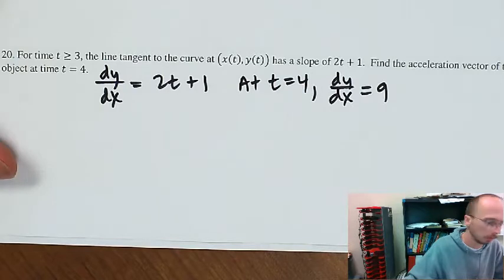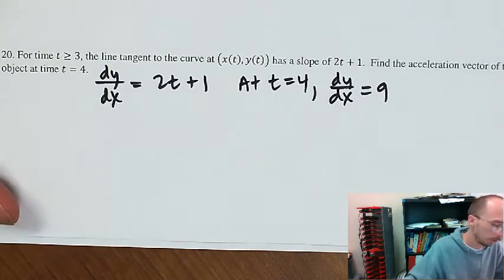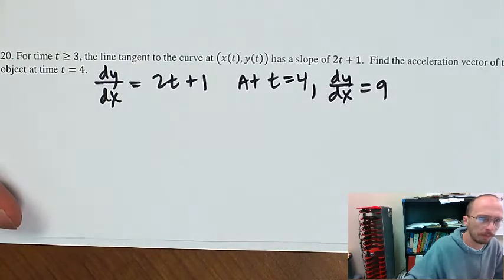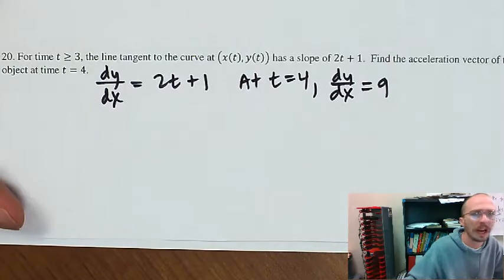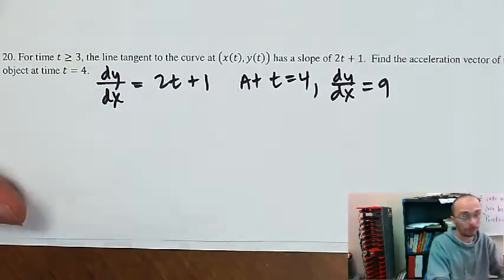I'm not seeing what to do here. What does the 9 have anything to do with this? Okay, yeah, that's a little weird. All right, oh, 2t plus 1. Oh, yeah, okay. Man, this one's a little tricky.